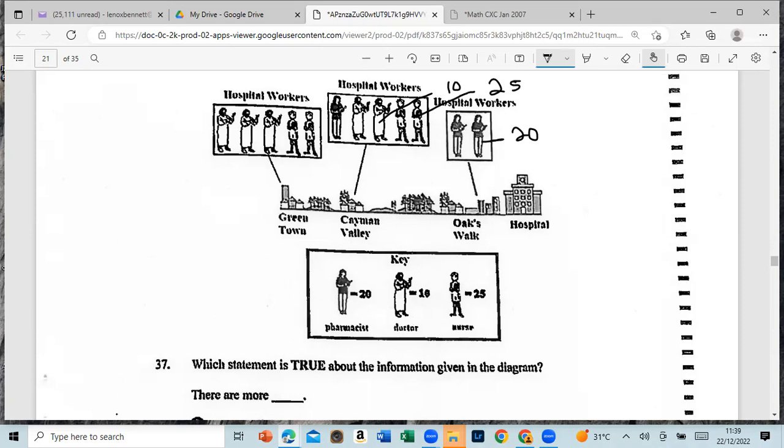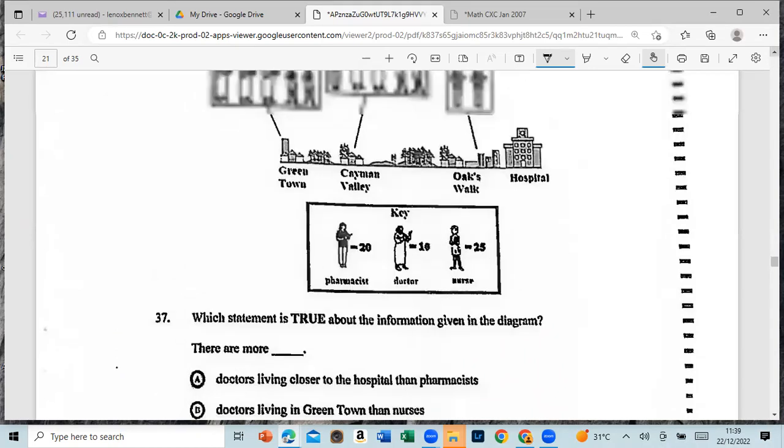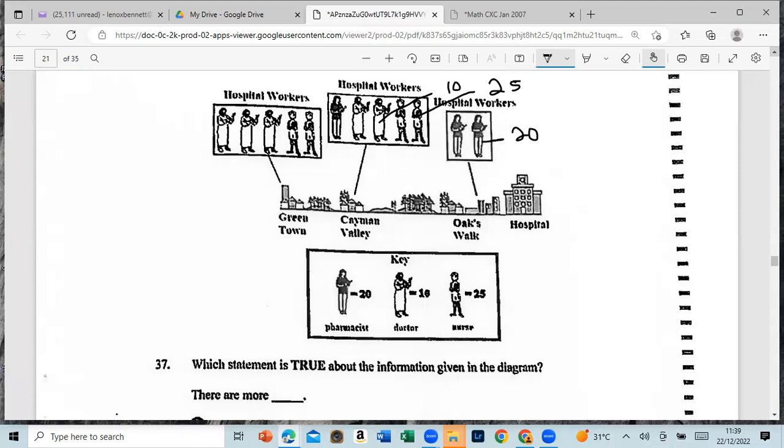All right. My question now. It said, which statement is true? A, there are more doctors living closer to the hospital than pharmacists. I can see if that is true. Is there more doctors living closer to the hospital than pharmacists? So I could check it out. Oh Lord, we need to put it. I'm putting all of the numbers. Pharmacists are 20. So in all, you have 20 pharmacists or so. Plus another 20.